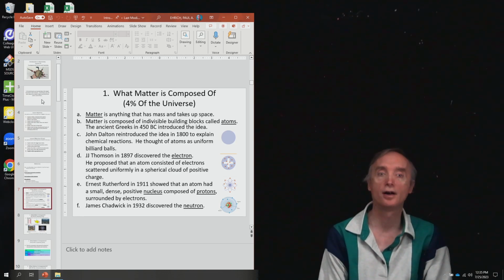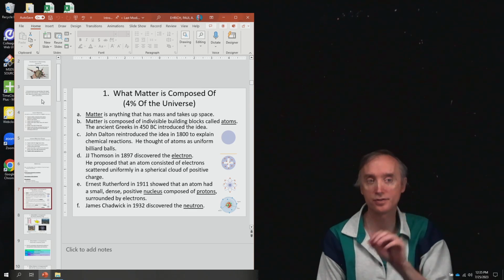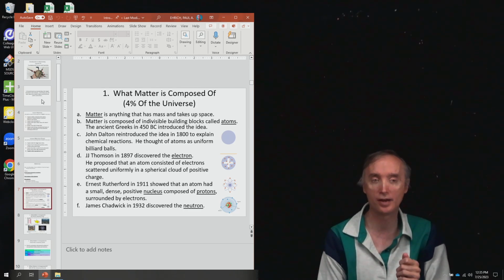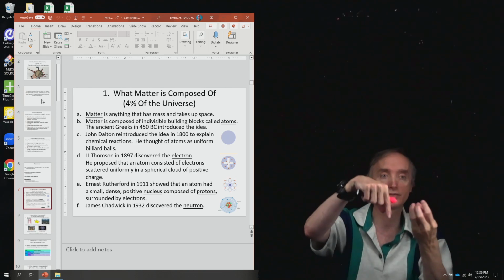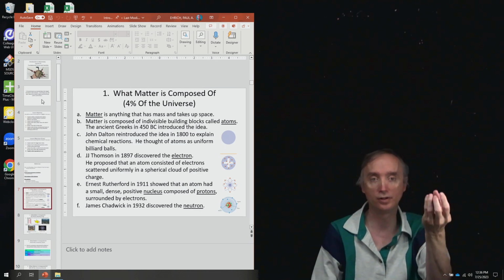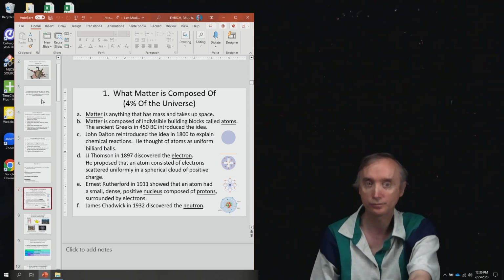All right, first, you do not need to know anything on this page other than what an atom is. So an atom is going to have a nucleus surrounded by electrons, and then the nucleus is going to be composed of protons and neutrons. So you definitely need to know that.